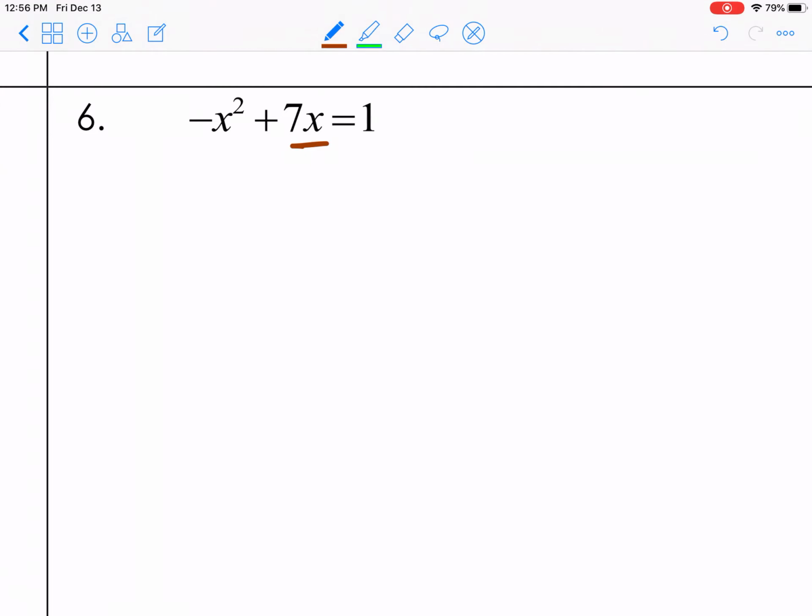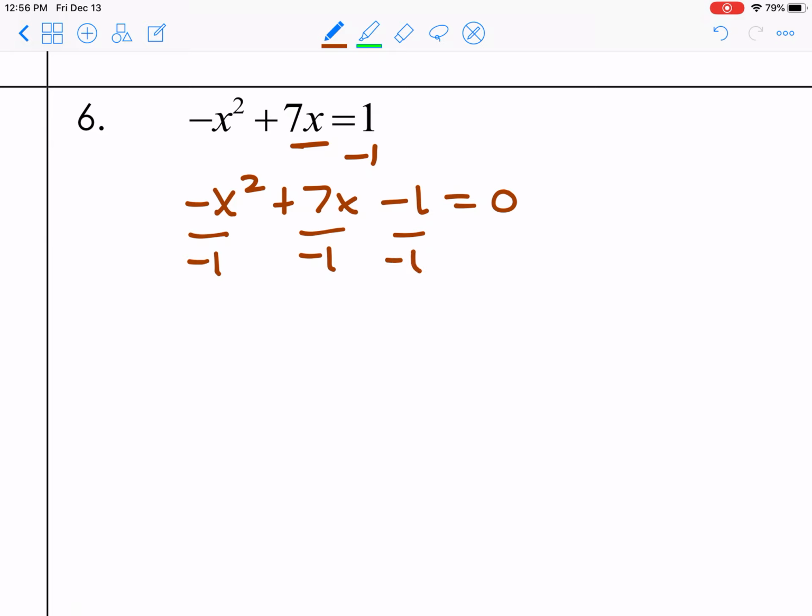Come back to that in a minute. Let's try 6. So into standard form, I'm going to subtract 1 from both sides. So we'll have this. A is -1, so I'm going to divide every term by -1. I find that factoring when a is negative is tricky. Not worth the time that it takes to do it.